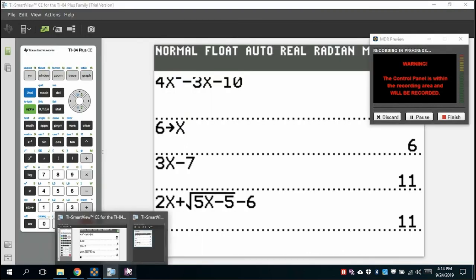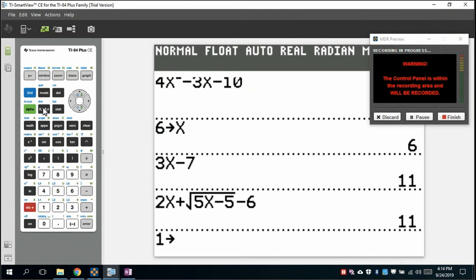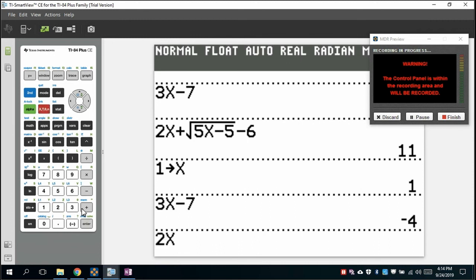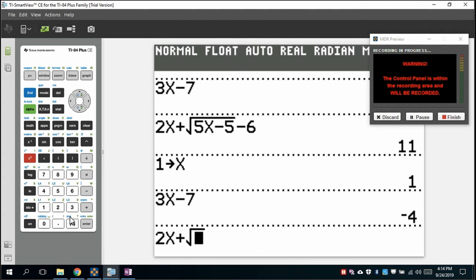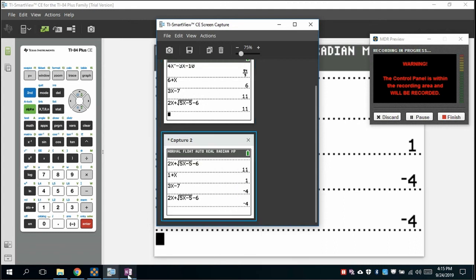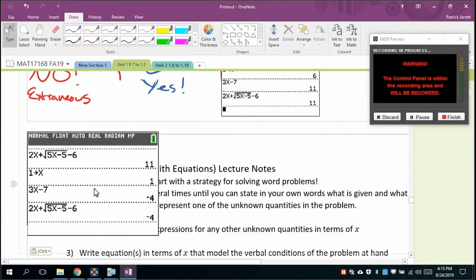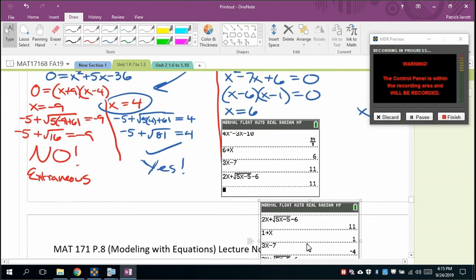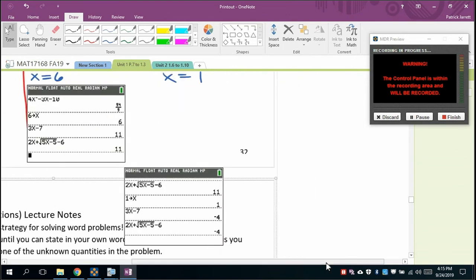So we're going to store 1 into x, and we'll do 3x minus 7, and we're going to get negative 4. It's not looking good. 2x plus the square root of 5x minus 5, and don't forget the minus 6. Whoop, that should be minus 6. And, oh, it's negative 4. So the neat thing is, both solutions ended up working for us. So when all is said and done, neither one of these two solutions is extraneous.